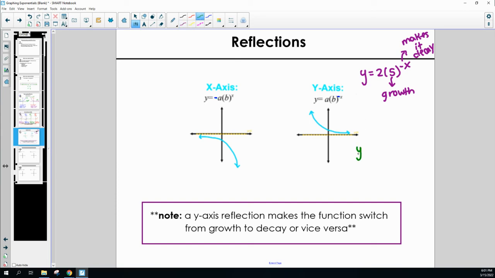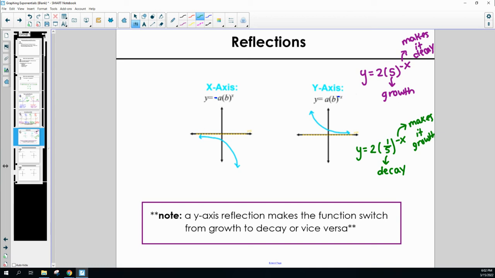Same thing goes for the other way around. If I have 2 times 1/5 to the negative x, the 1/5 is my b. It's a number between 0 and 1, so it indicates that it is a decay function. But this negative in the exponent will reflect it over the y-axis, and this actually makes it a growth function. So when we graph it, it will be a growth function.